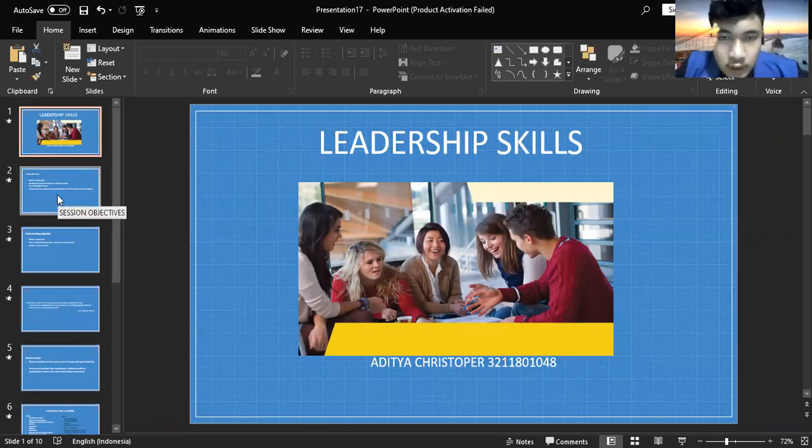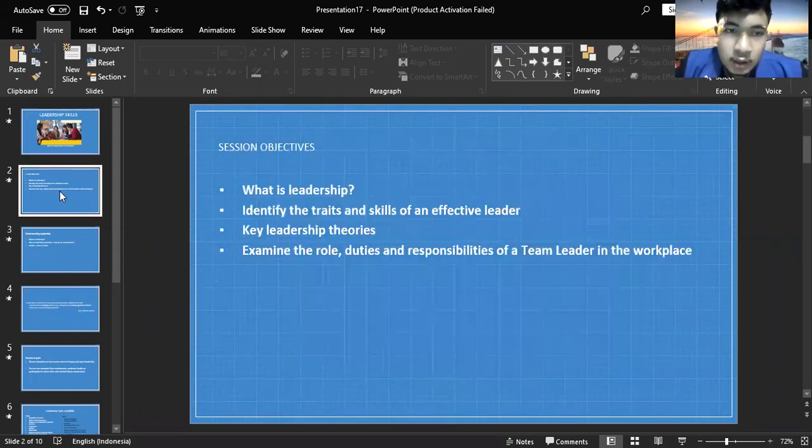Today we are going to discuss leadership skills. The session objectives are: first, to start my presentation with what leadership is; identify the traits and skills of an effective leader; key leadership theories; and lastly, examine the role, duties, and responsibilities of a team leader in the workplace.